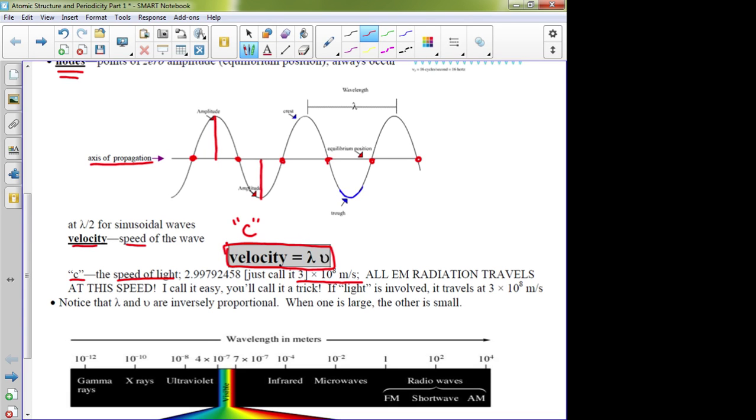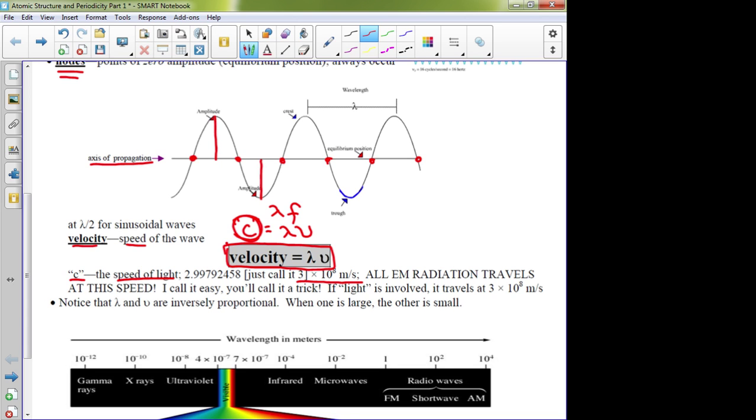So we could also say that c is equal to lambda times nu, or, if you prefer, lambda times frequency. They are the same. You can use whichever symbol you want to use. It does not change. Since c is the speed of light, c does not change, right? It's a constant. It's 3 times 10 to the 8th meters per second. That's the speed of light.